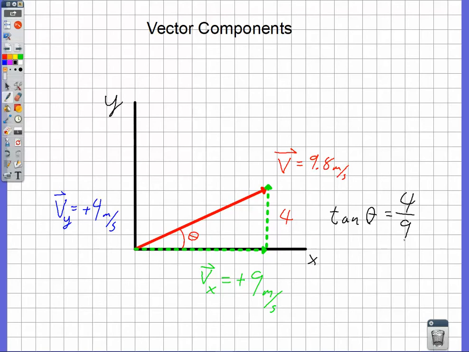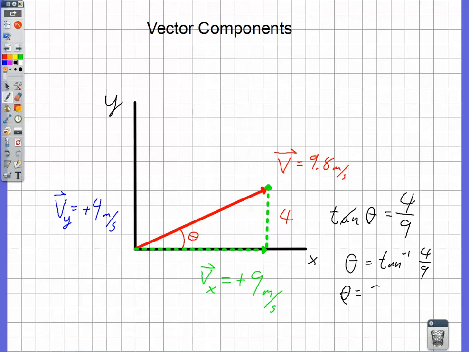So we take the inverse tangent of both sides, and that gets rid of the tangent here. So we're solving for theta. It's the inverse tangent of 4/9. So find that inverse tangent on your calculator, and go ahead and throw it in there. And according to my calculator, we end up with an angle that is pretty darn close to 24.